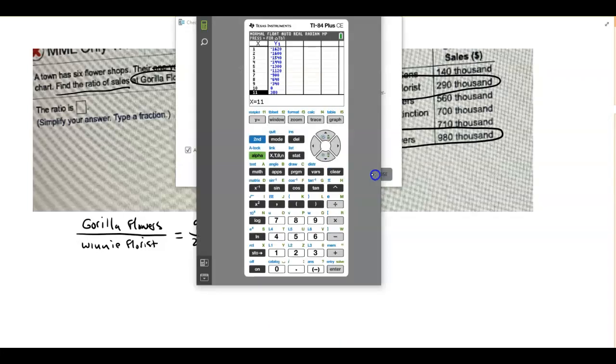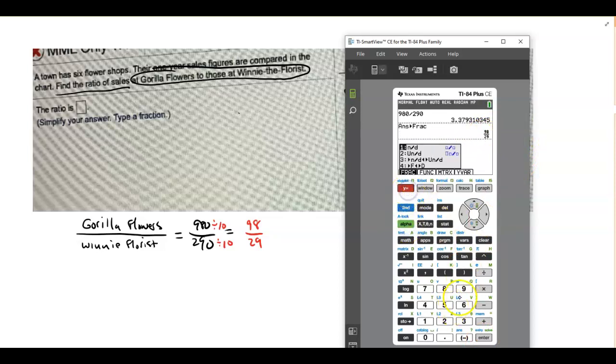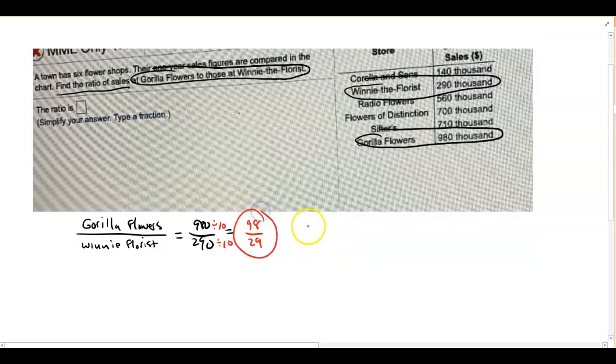Well, let's see. Right away when I go to use my calculator, if I say 980 divided by 290, I get a decimal. So that would be the ratio as a decimal. But if I hit this math button, enter, enter, it gives me this fraction. I could also hit alpha y equals 980 over 290, and that would give me 98 over 29. So that would be the ratio.